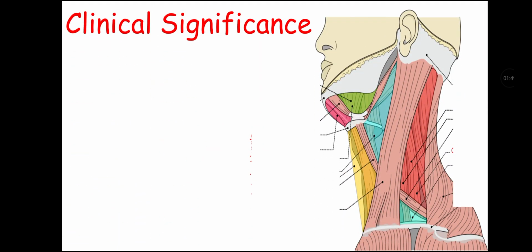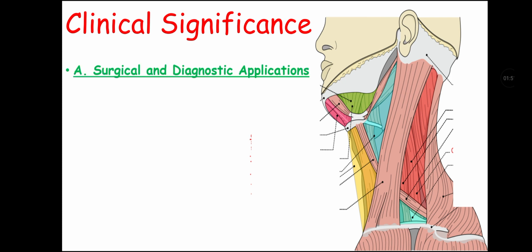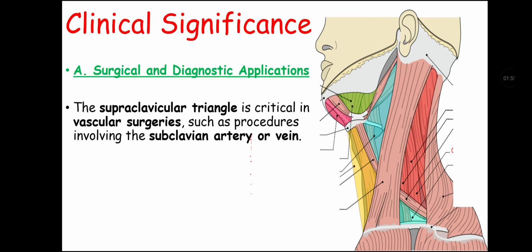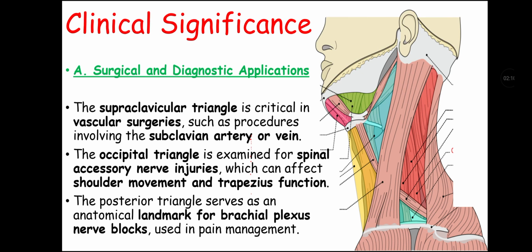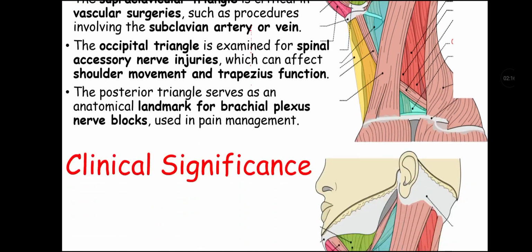Now let's talk about clinical significance of posterior triangle of neck. The first significance is surgical and diagnostic application. As supraclavicular triangle is critical in vascular surgery such as procedure involving the subclavian artery or vein. The second is the occipital triangle is examined for spinal accessory nerve injuries which can affect shoulder movement and trapezius function. The posterior triangle serves as an anatomical landmark for brachial plexus nerve blocks that are used in pain management.